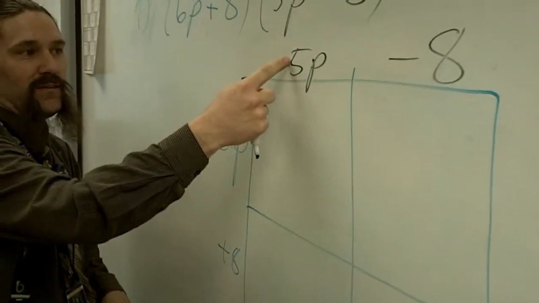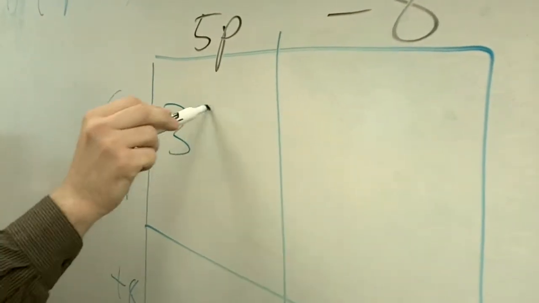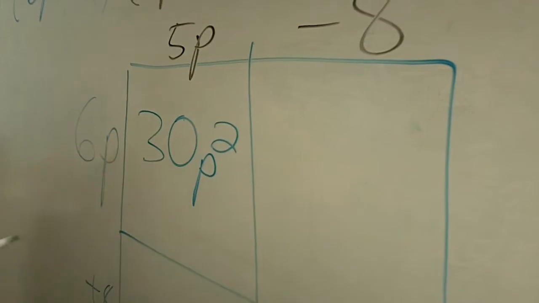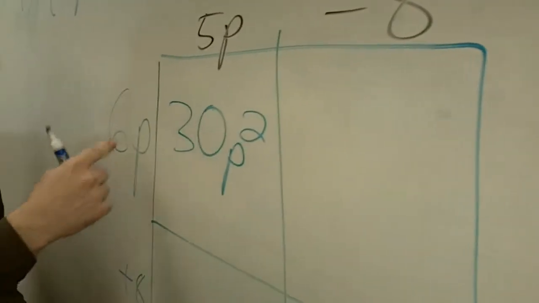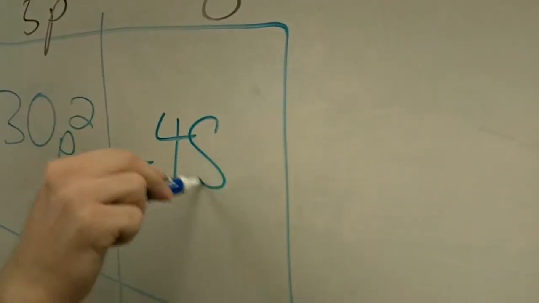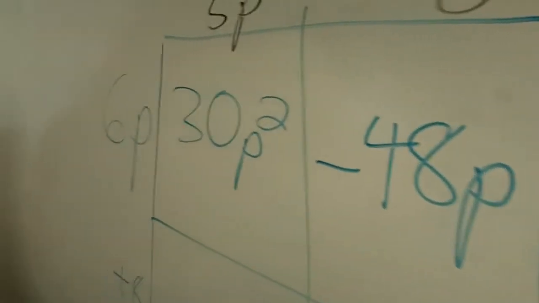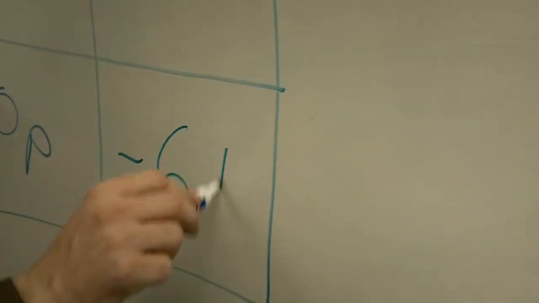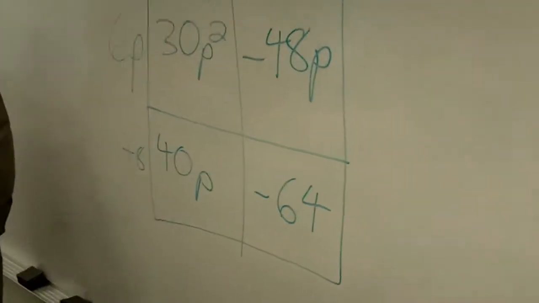Okay, again, I'm multiplying to get inside of the box. So 6 times 5 is what? 30. And then p times p is p squared, or p to the second. Okay. 6 times negative 8. Negative 48. And the p just comes along. 8 times 5. 40. And this p comes along. 8 times negative 8? Negative 64, yes.